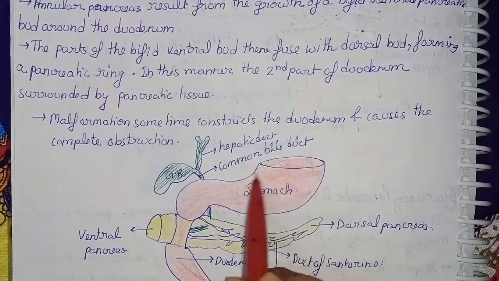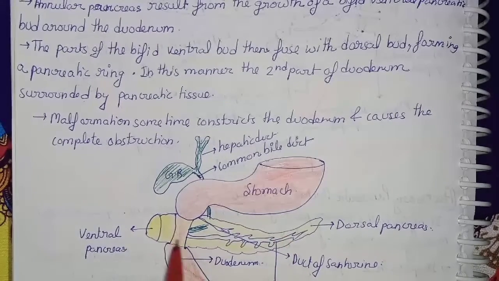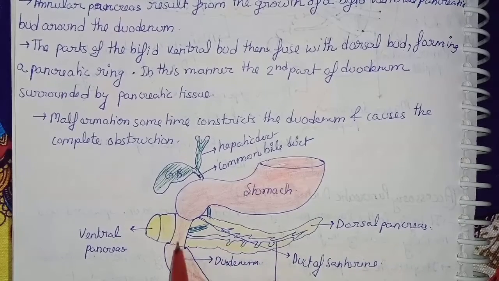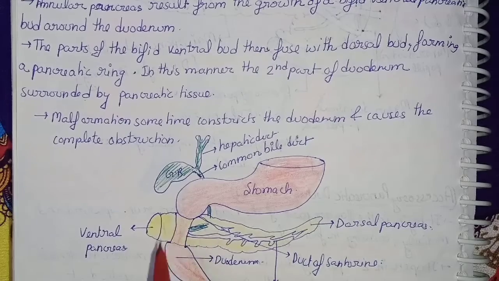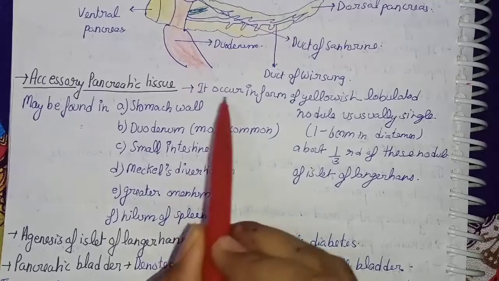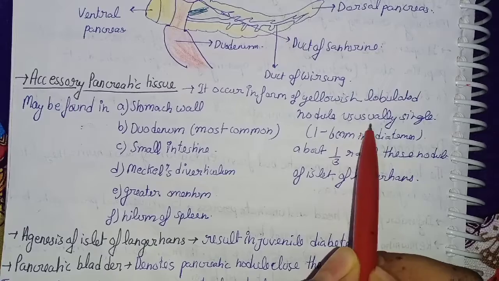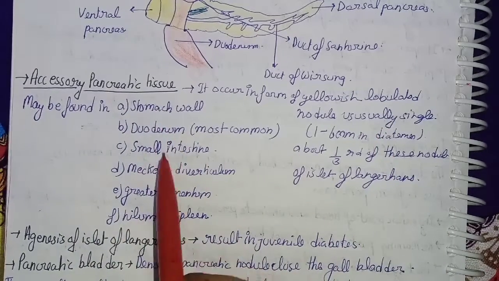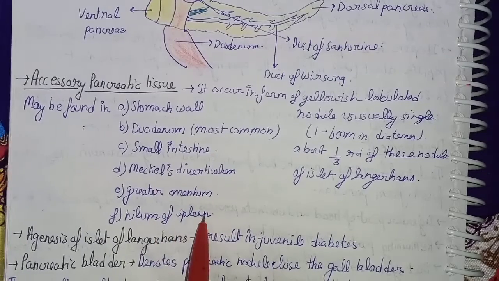Like you can see in the diagram, this is the stomach and the pancreas is there. This is the ventral pancreas, the dorsal pancreas, and you can see the duct of Santorini and the duodenum. So the duodenum is between the pancreatic tissue. This case is called annular pancreas. Now coming to accessory pancreatic tissue. It usually occurs in the form of yellowish lobulated nodules, and may be found in the stomach wall, duodenum, most commonly the small intestine, Meckel's diverticulum, greater omentum, and the hilum of the stomach.